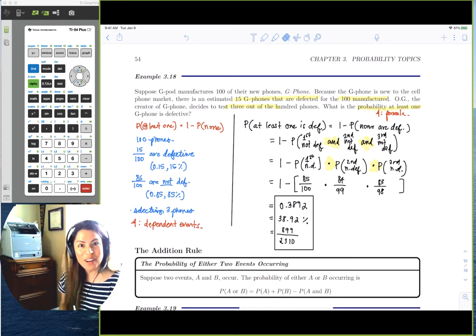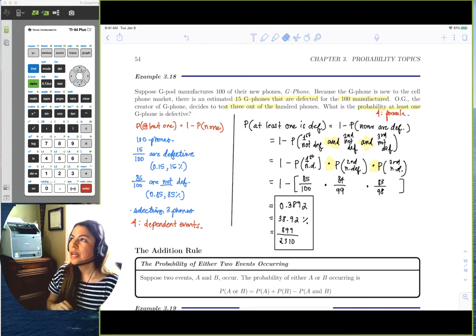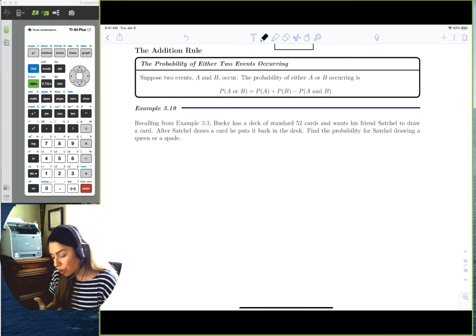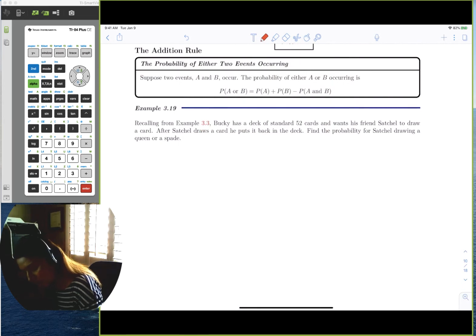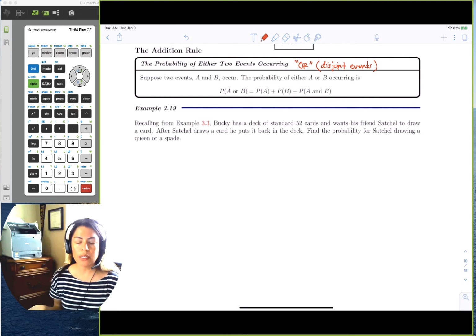Okay, fun, right? Okay, so now the last one is addition rule. And addition rule is always nice because it's usually only one event happening, and we're just going to see whether there's an overlap. Okay, so now we can go ahead and talk about the addition rule, where recall the addition rule is with the word or, and we talk about disjoint events. So if two events are disjoint, then we just add the two individual probabilities together, right?